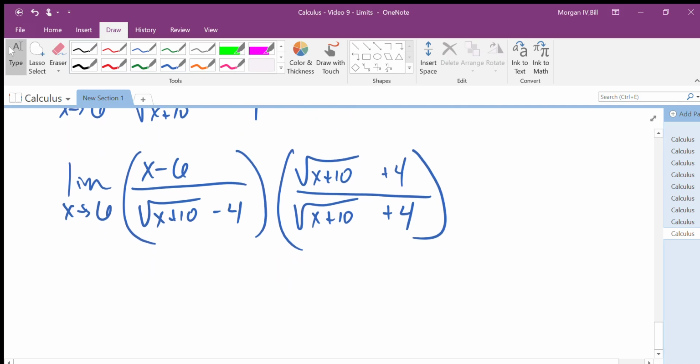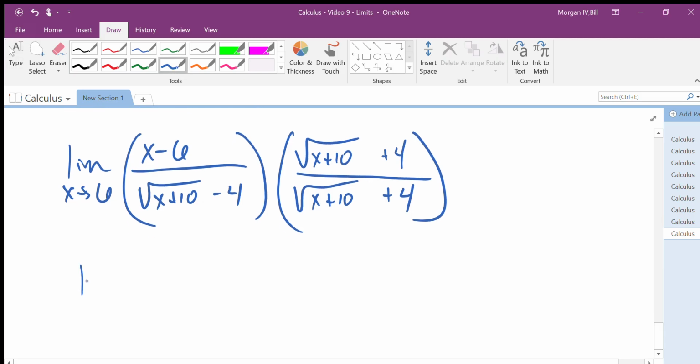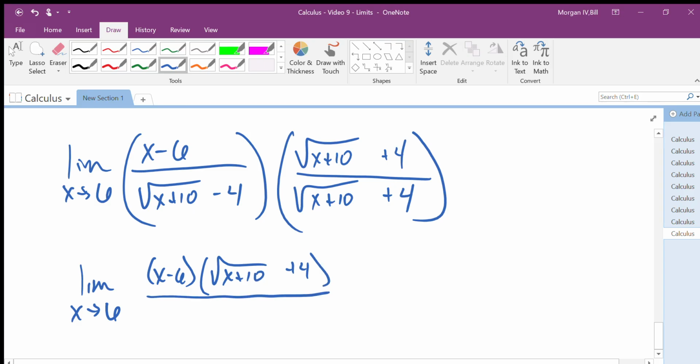Once again, in my numerator this time, I don't want to distribute that out. I want to leave it. I only want to distribute, in this case, in my denominator, because multiplying by the conjugate gets rid of the square root. So we have the limit as x approaches 6 of x minus 6 times the square root of x plus 10 plus 4, divided by, but my denominator I do want to distribute. So I have the square root of x plus 10 times the square root of x plus 10. That would just be x plus 10.